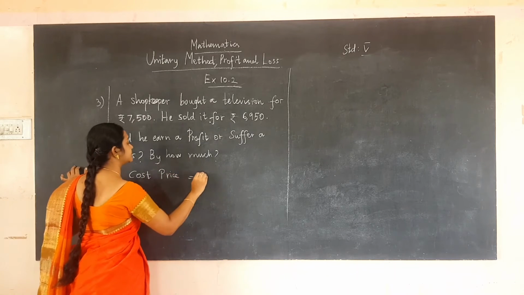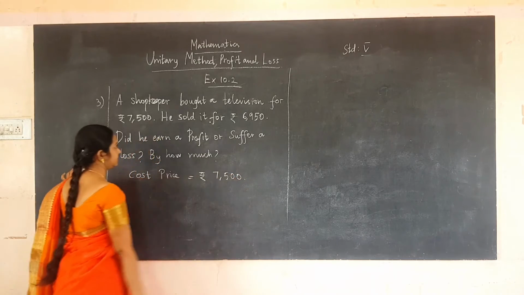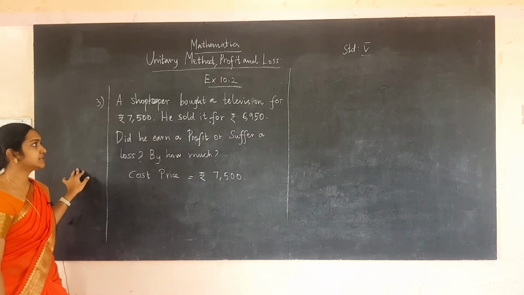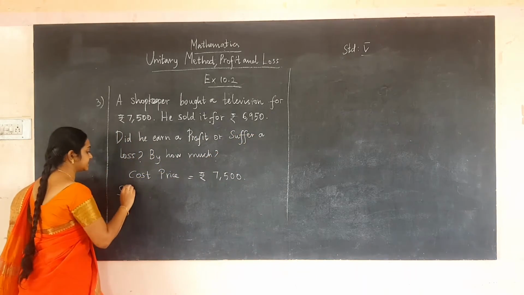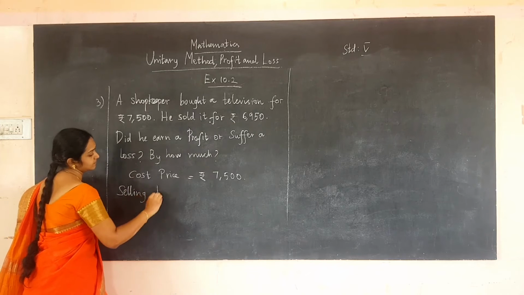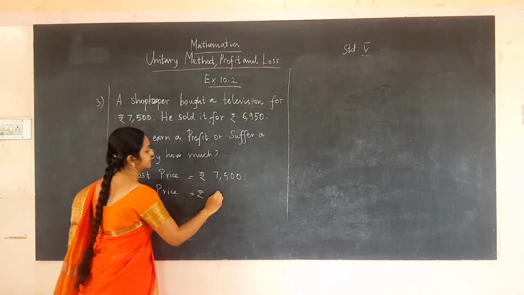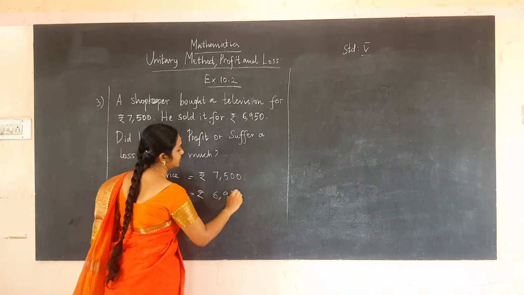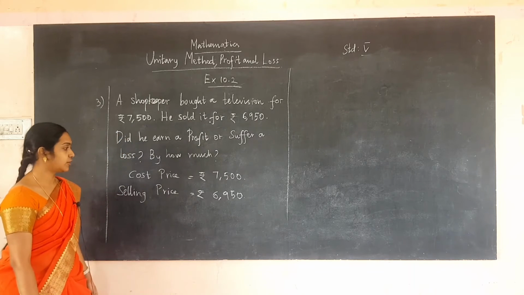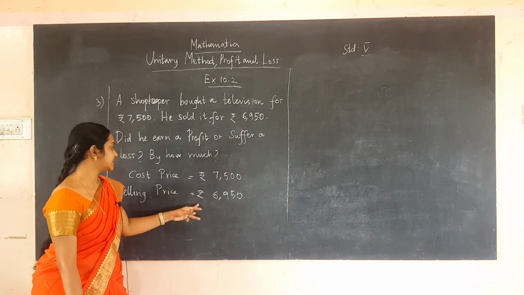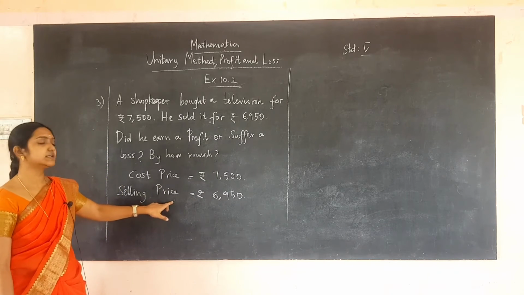Cost price is given as rupees 7,500. The television is sold for rupees 6,950. So that is the selling price. We have to first find whether it is profit or loss. Compare cost price and selling price. Cost price is greater than the selling price. So this is loss.